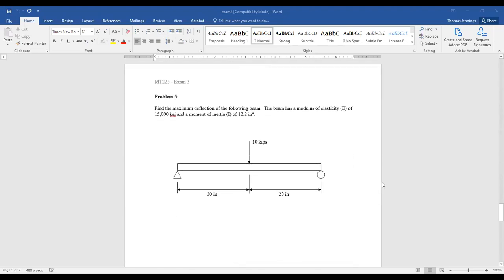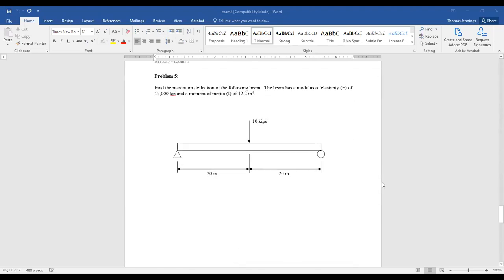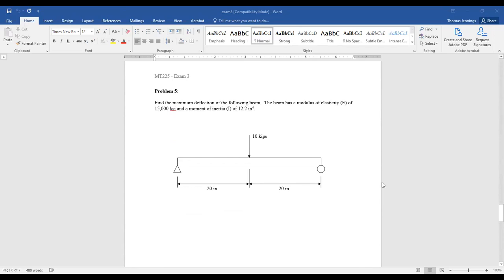And problem number 5, very similar to what we have on our homework assignment for homework 10. Here you've got a beam deflection problem. You've got a simply supported beam where we have a pin support and a roller support at one end. We've got a load right in the middle, and we've got a cross section of this beam. They tell us what the moment of inertia is, and we need to find the max deflection. Well, this is basically just a plug and chug problem.